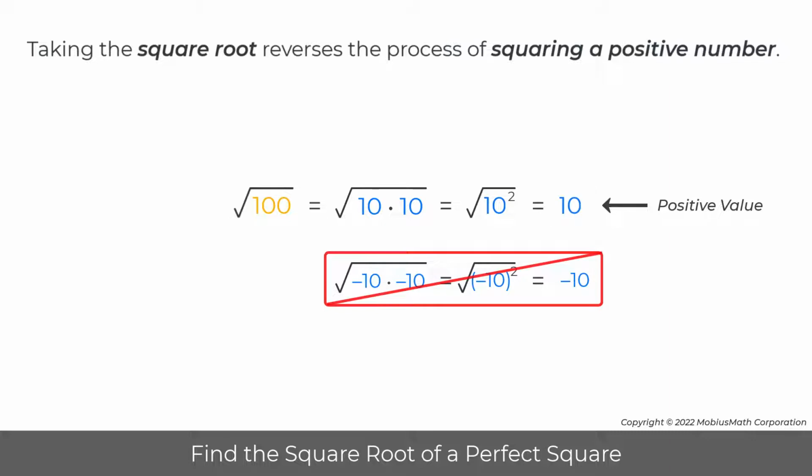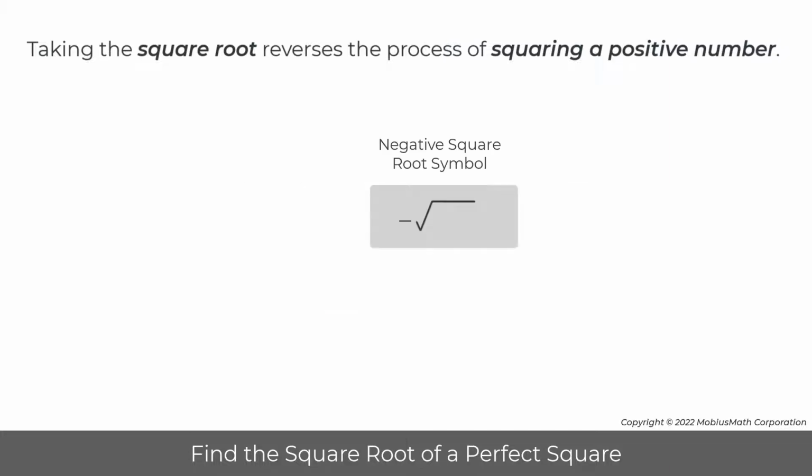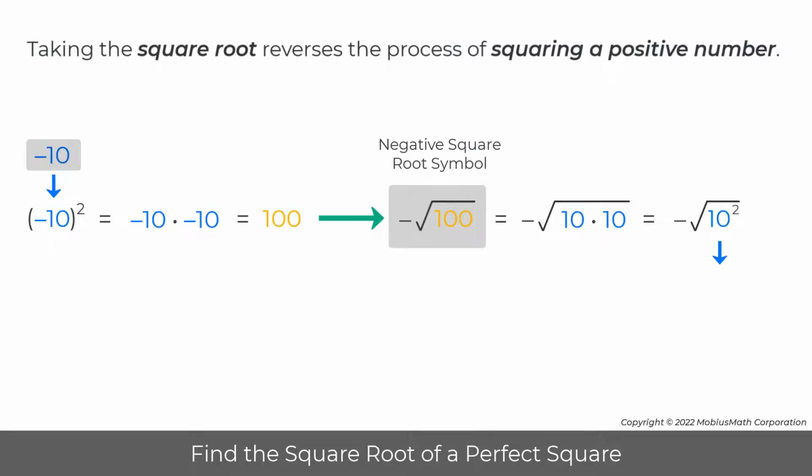This convention ensures that there is only one output for a square root expression, such as the square root of 100 equals 10. The negative square root symbol can be used to reverse the process of squaring a negative number, where -1 is multiplied by the value generated by the positive square root to find its opposite.